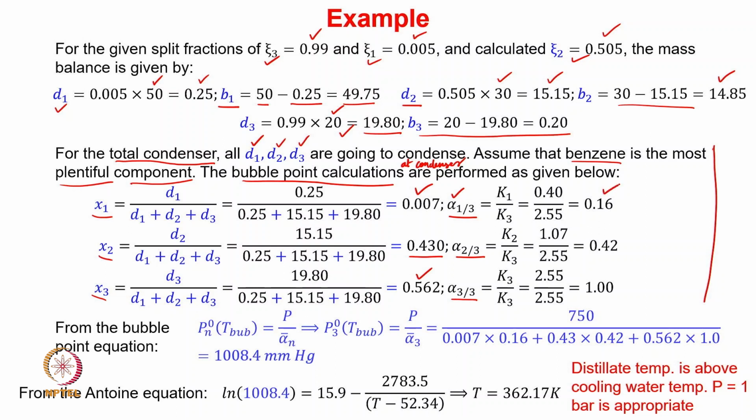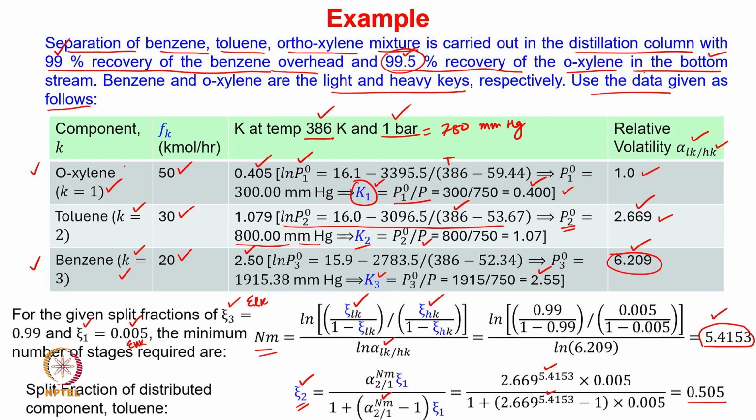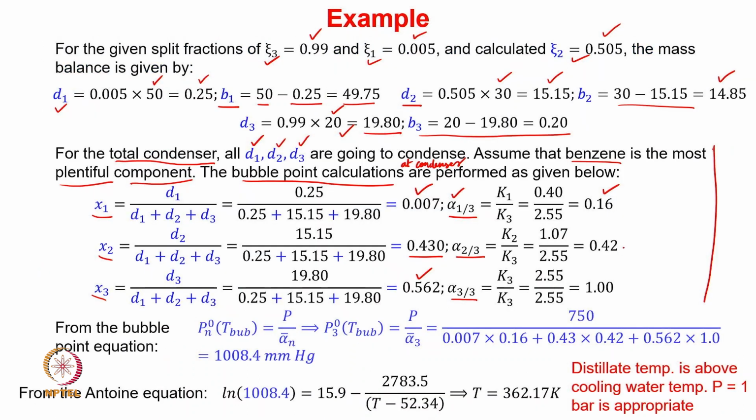Similarly, we can calculate alpha 23, which is nothing but K2 divided by K3. So that is 1.07 divided by 2.55. These are also calculated in the table. So see, K2 is 1.07. So 1.07 divided by 2.55 gives 0.42, and for the last component, alpha 33 will be equal to 1.